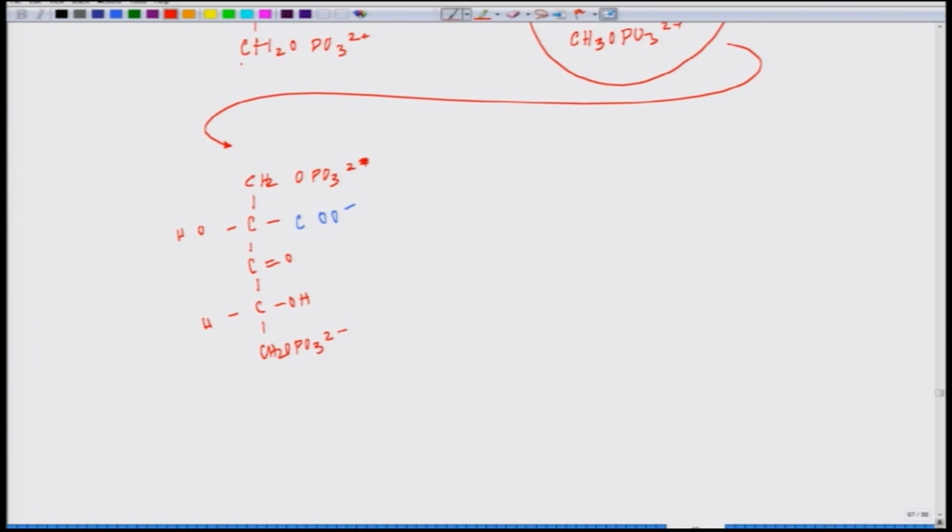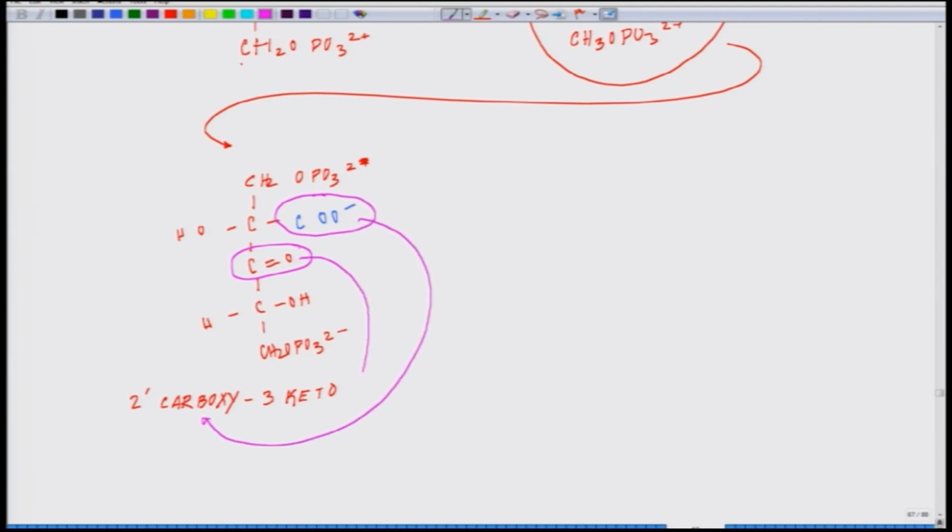So, this intermediate after the addition is called 2-prime-carboxy-3-keto. This is a carboxy group, you can see that: 2-prime-carboxy-3-keto. When you talk about 3 keto, this is the 3 keto group, and here you have the carboxy group. Here is the keto group, D-arabinitol 1,5-bisphosphate. These are the phosphates coming through at 1 and 5. So, your numbering goes like this: 1, 2, 3, 4, 5. That is why you see the 3 keto, whichever way we number it. 1,5-bisphosphate.